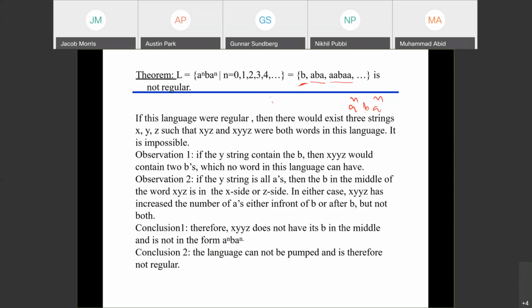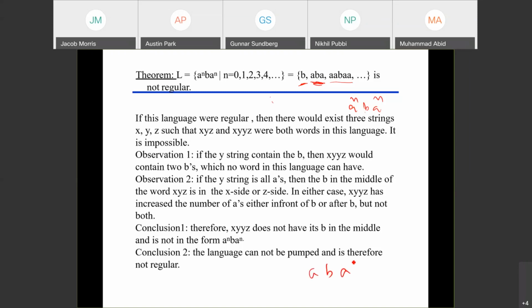What is the way to do that? We pick any one word from here, and we do the constructive proof of that. Then we apply the pumping lemma on that word, and see whether the resulting word violates the definition of the language or not. So let's see. We pick, let's say, this word, A B A.